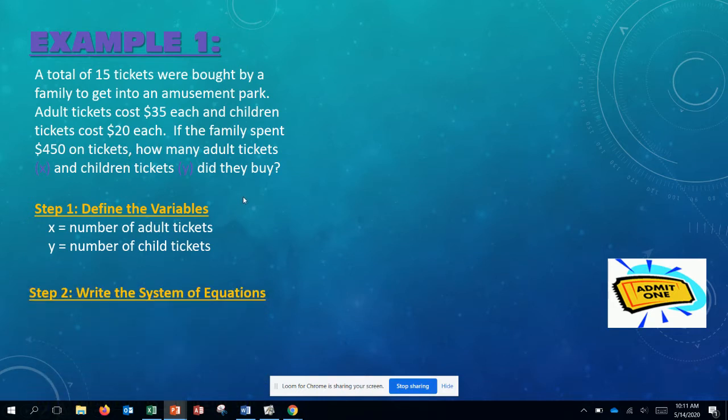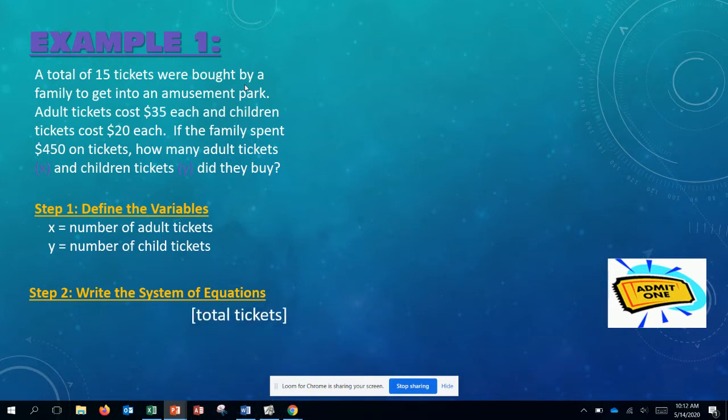Our second step is to write the system of equations. When we're writing this system, what we want to look at is really what are the two quantities we are given. The first thing we're given is a total cost of the tickets and how much each ticket costs. So one equation is going to relate the cost of each ticket to the total amount the family spends. The second value we're given is right up here at the beginning, that total number of tickets.